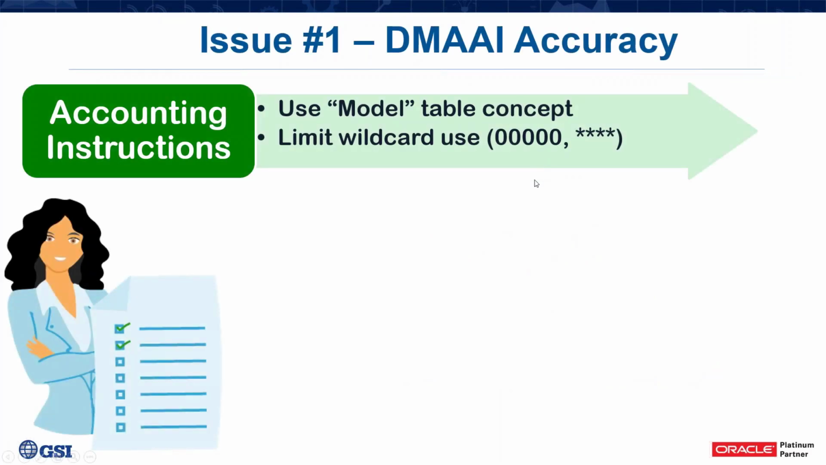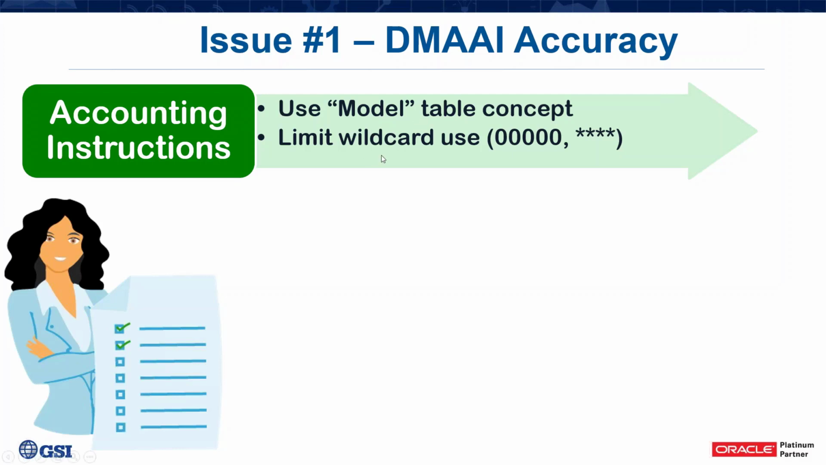Okay, firstly with DMAAIs, accuracy is key. So I'd like to bring up 2 points along those lines. One is to use what I'm going to call the model table concept, and I'll explain that in a little bit more detail shortly. And we also want to limit the use of the wildcards. By wildcards, what I mean is using company 0 or those 4 asterisks for the GL class. Now, they do have their place if they're used judiciously, but a lot of times people will put them in just to avoid typing, and that can cause a lot of problems.